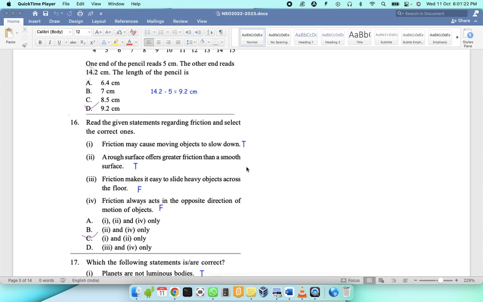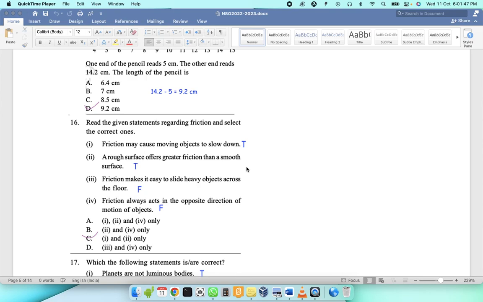Friction can cause moving objects to slow down. This is true. A rough surface offers greater friction than a smooth surface. This is true as when we roll a ball on a rough surface, the ball does not go smooth and it stops easily. When we roll a ball on a smooth tiled surface, it rolls for a longer time.